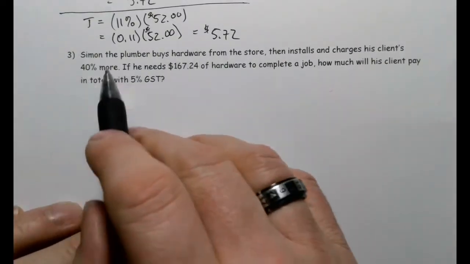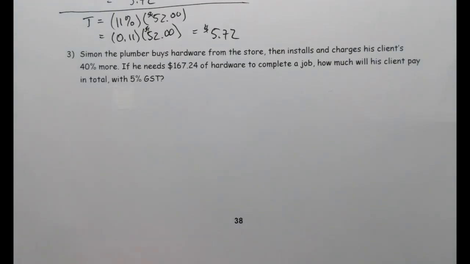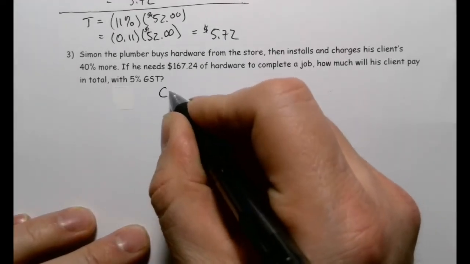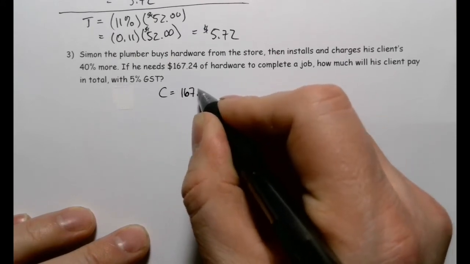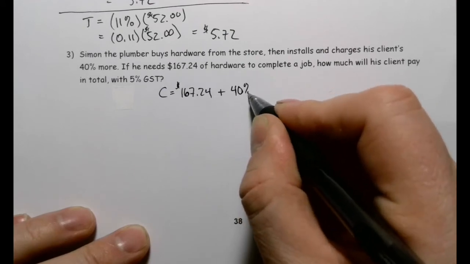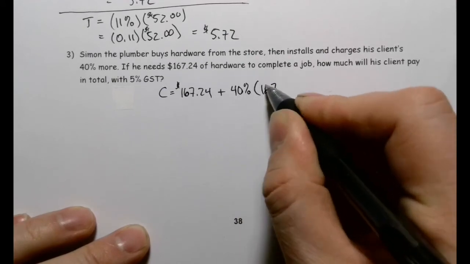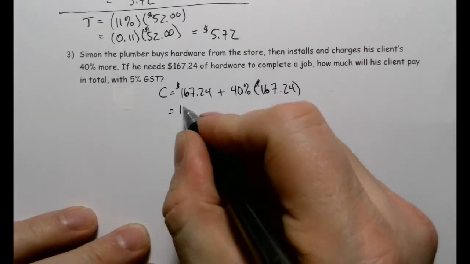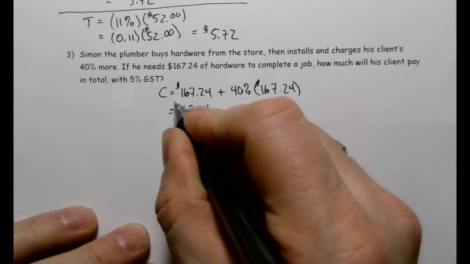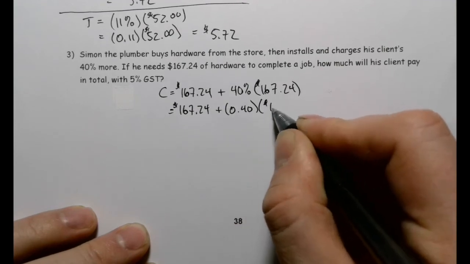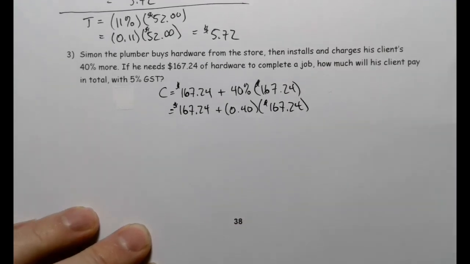So that's going to be $167 plus, convert that to a decimal, 0.4 times $167.24. I'm just going to go to my calculator. We're going to do $4 plus 0.4 times $167.24. And so altogether he's going to charge the client $234. And when I round that, because take a quick look here, it's 0.136 to the nearest hundredth is going to be 0.14. $234.14. Now, okay, how much will this client pay in total with 5% GST?